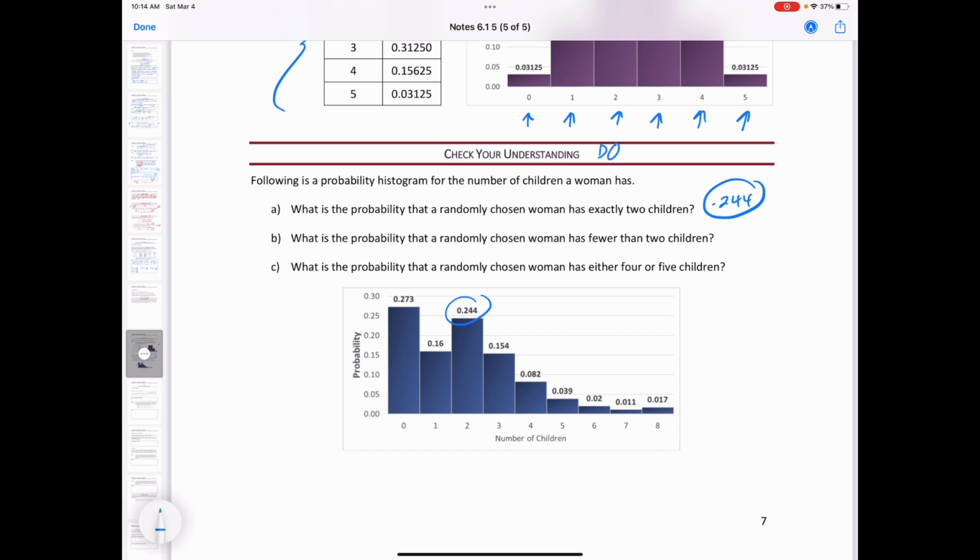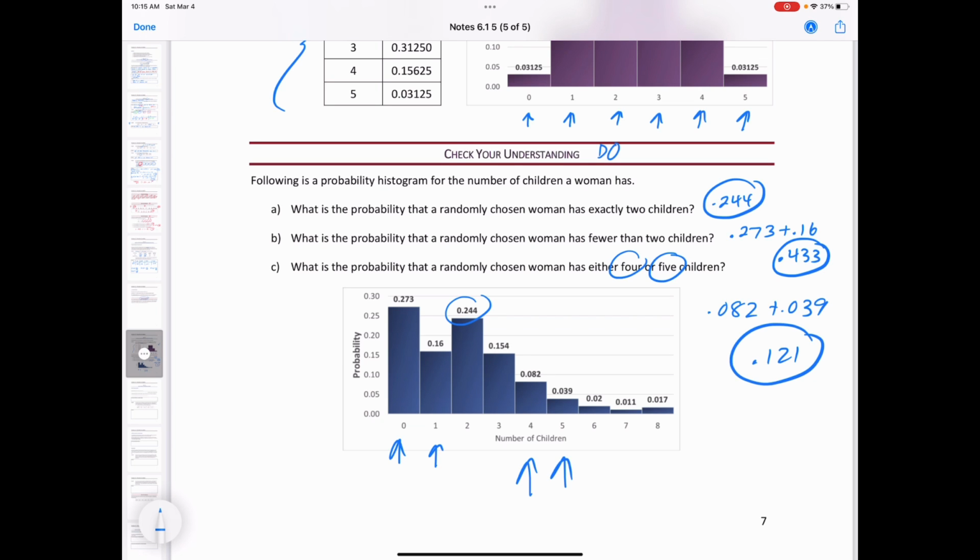What's the probability that a randomly chosen woman has fewer than 2? So fewer than 2 would be 1 or 0. So I'm going to add 0.273 plus 0.16, and I'm going to get 0.433. What's the probability that a randomly chosen woman has either 4 or 5 children? Come down here and just add your 4 or your 5. 0.082 plus 0.039, 0.121.